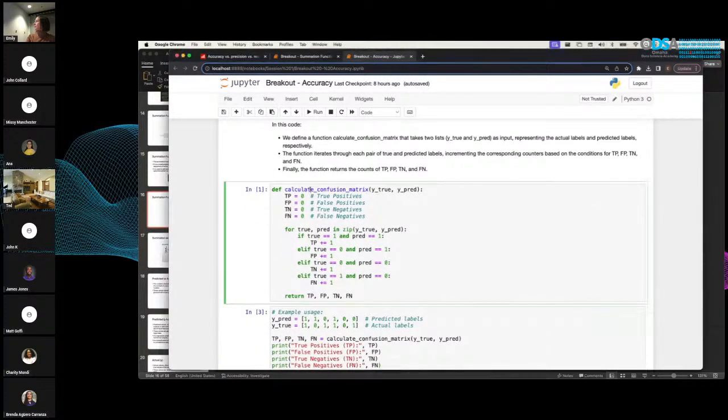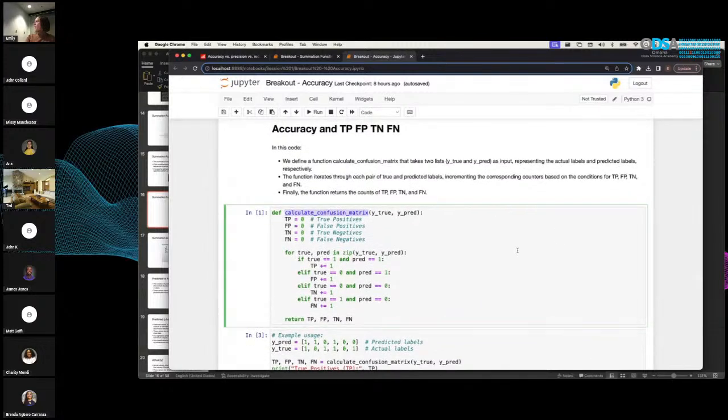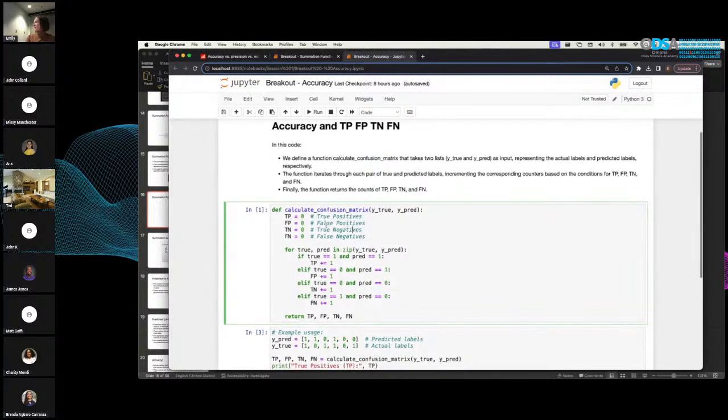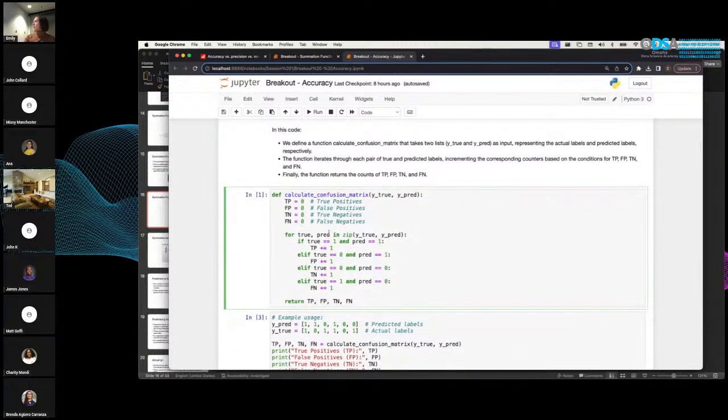So we define a function here called calculate confusion matrix. Don't worry too much about what that is. We'll talk about that next time. But all it's doing is calculating true positive, false positive, true negative, and false negative given y true and y pred. And remember, y pred, that's our y hat. y true is our y. So in this function, originally we create these variables, TP, FP, TN, FN, and we set them to 0. We're resetting it every time we call this function.